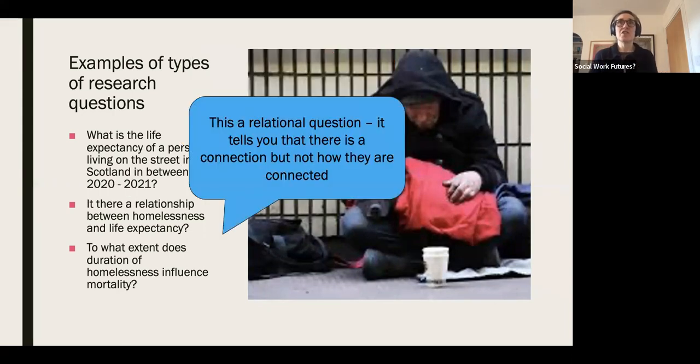And the next question is a relational question. It tells you if there is a connection between homelessness and life expectancy. So is something particular happening here? And you might work this out by comparing the average life expectancy of someone who is living in the street with the average life expectancy of someone who has not had such experience over a particular period of time. So that would tell you if there is some difference here in experience, and is there a relationship between rooflessness and life expectancy, or the likelihood of one.